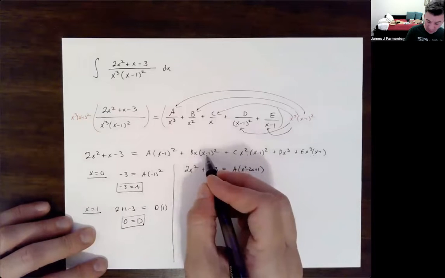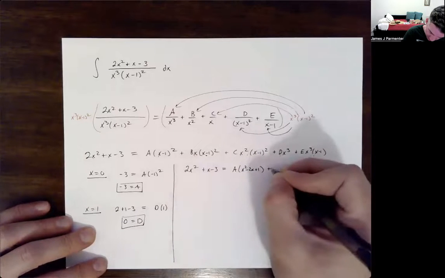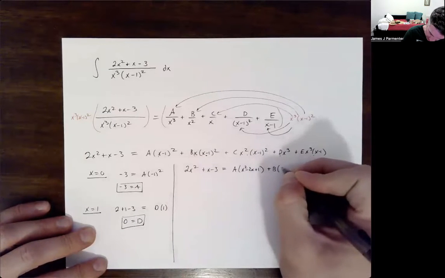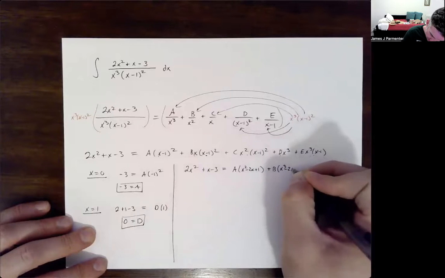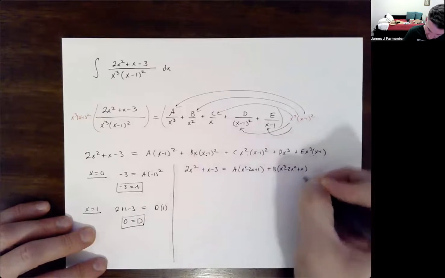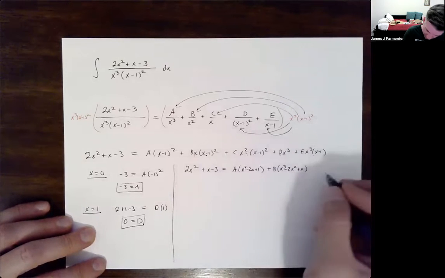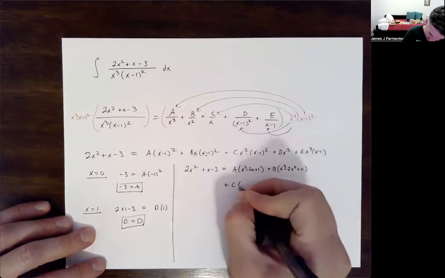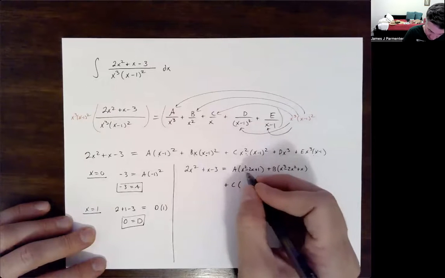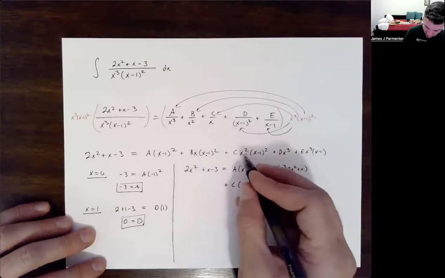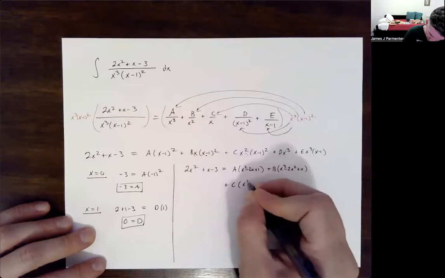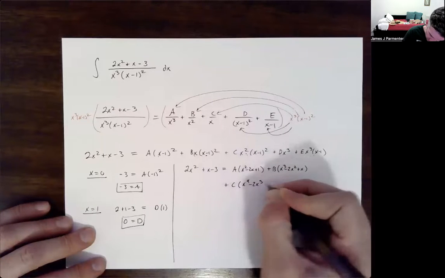Same thing there, but then you're going to multiply it by an x as well. So you're going to get b times x cubed minus 2x squared plus x. Same deal there, in fact. I'm going to run out of room here, sorry. C times, instead of x squared minus 2x plus 1, you're going to multiply that by x squared as well. So you're going to get x to the 4th minus 2x cubed plus x squared.